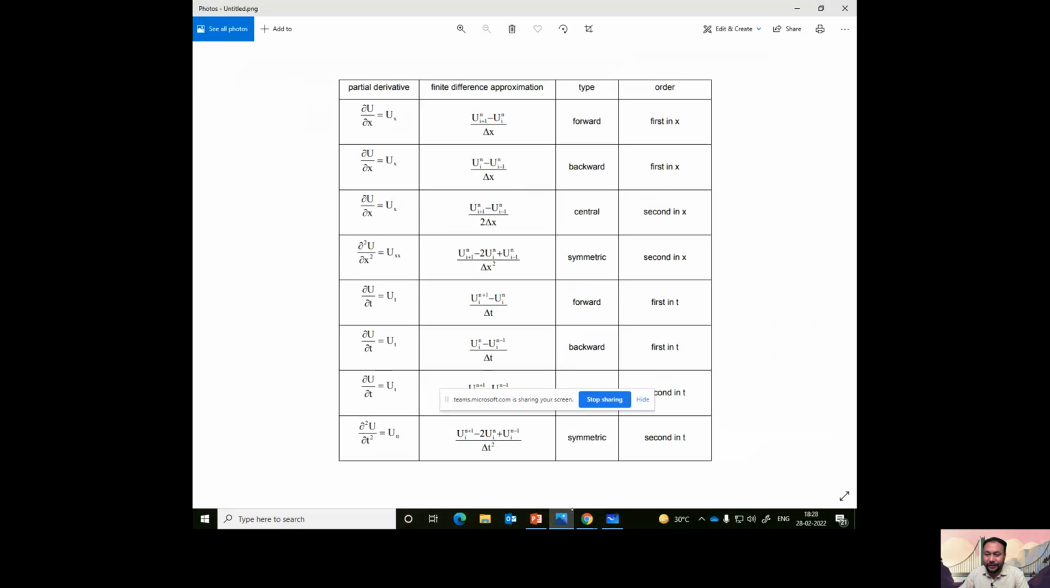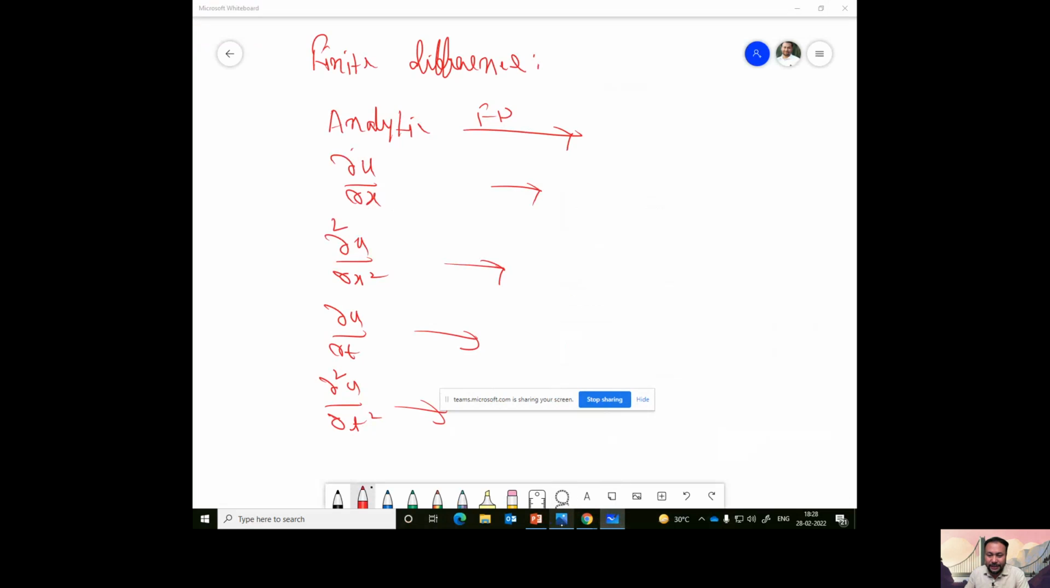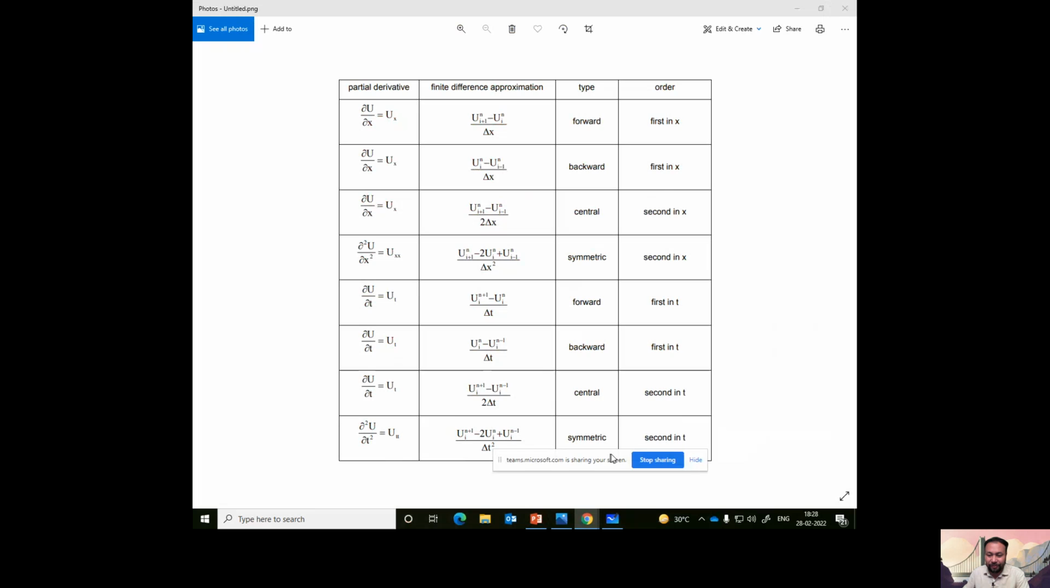Now come up here in my slide, you can see this is the partial derivative with respect to x. The finite difference approximation we can write in this form. This is called the forward type, first order, because it is del u by del x. Next, I can write this first order partial derivative in finite difference form, which is backward form, and it is also first order.